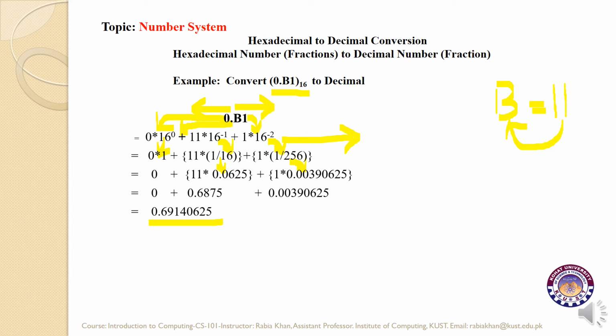Now how do we write the answer? 0.B1, which was a hexadecimal number, has been converted to 0.69140625 as a decimal number.